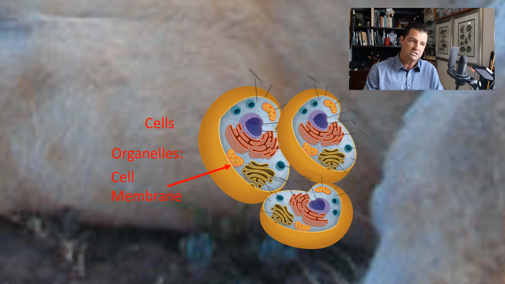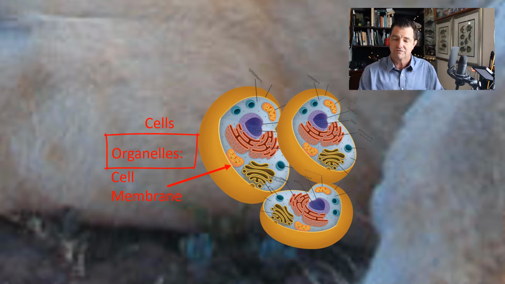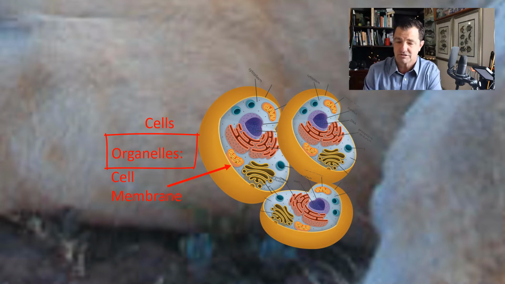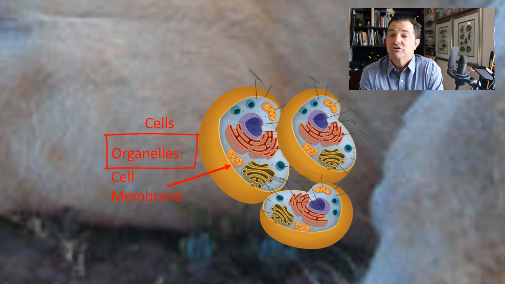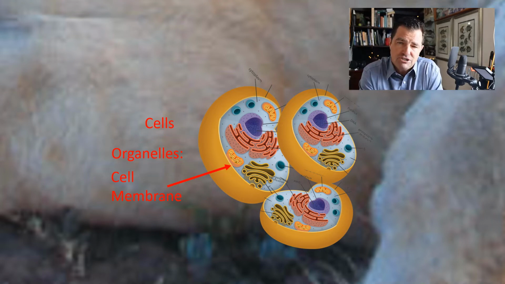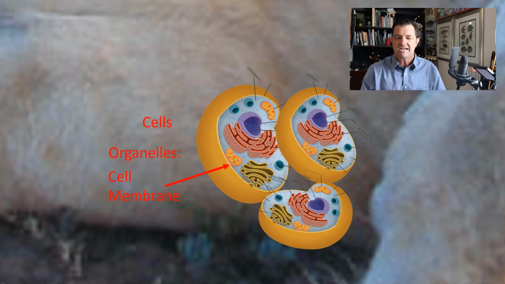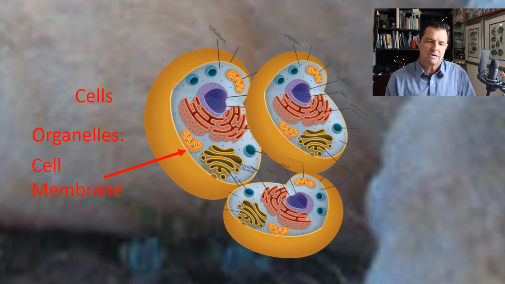Now, cells are made up of smaller parts that do certain functions, and we call these parts organelles. A cell has maybe hundreds of different kinds of organelles, but for what we need to do to approach our ecology class, we only need to know a couple. So that's what I'm going to hit on today.